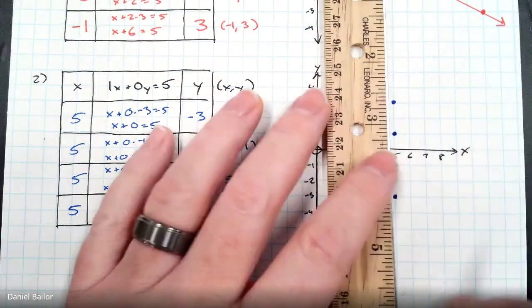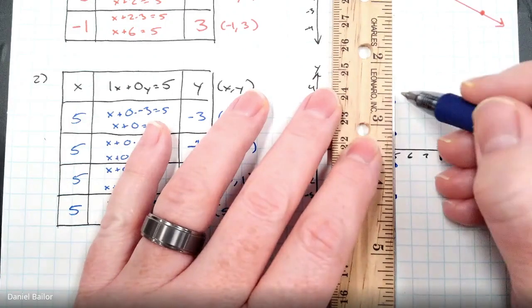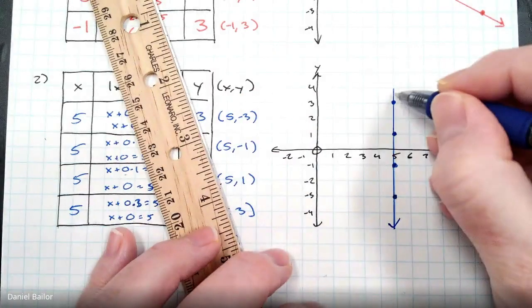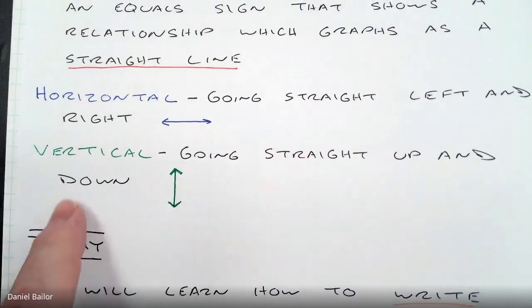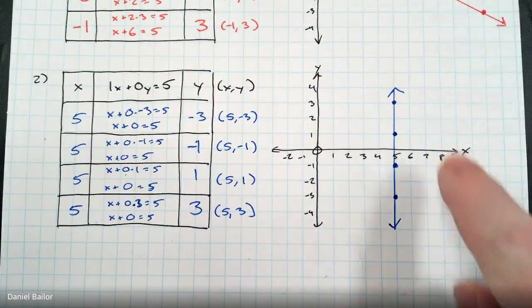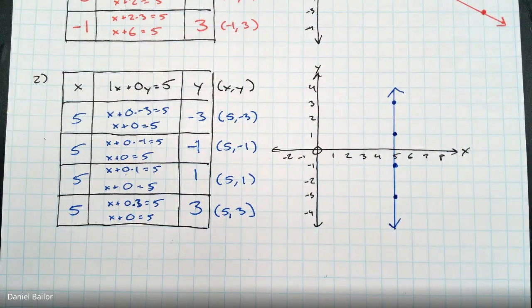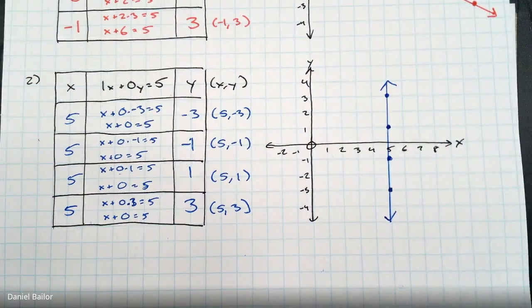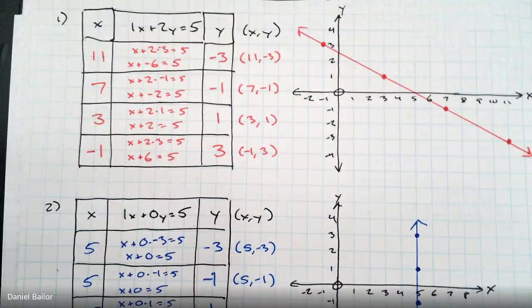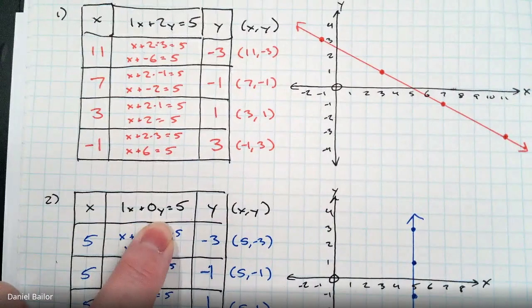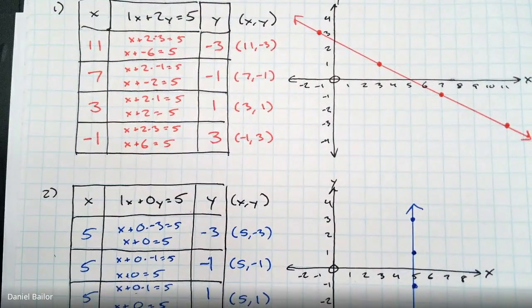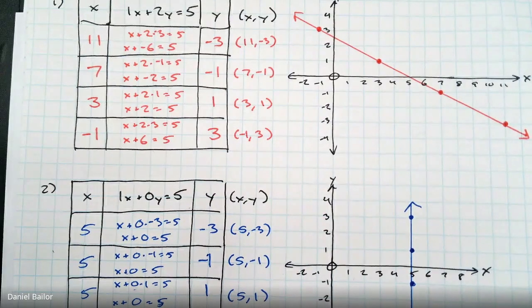Now when I connect them, I just made myself a vertical line. Remember from our definitions, vertical means straight up and down. So this is vertical. Why do you suppose that's vertical? What changed between these two? If you look at the equation in our tables, they're pretty close. We have 1x plus 2y equals 5. We have 1x plus 0y equals 5.